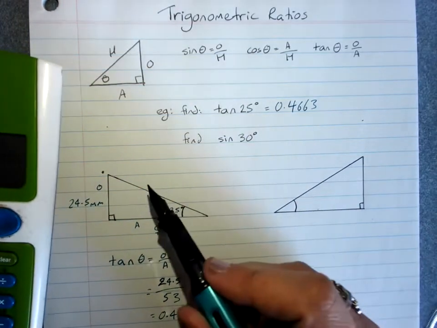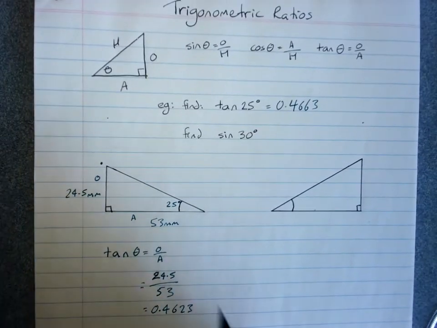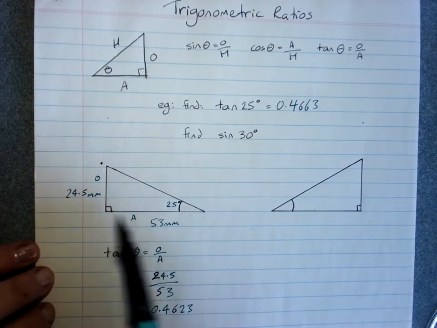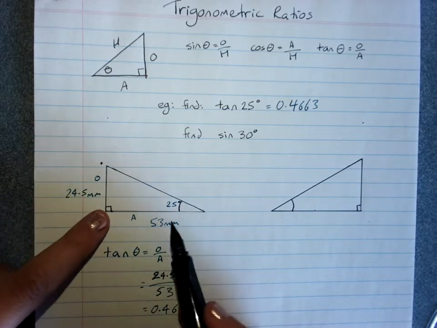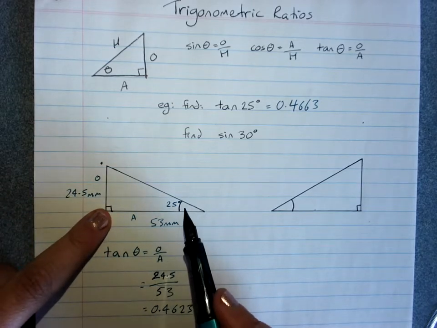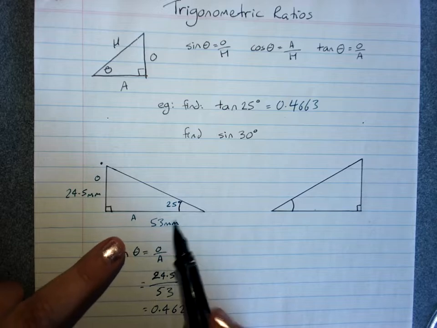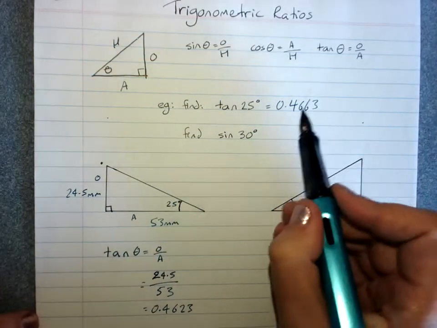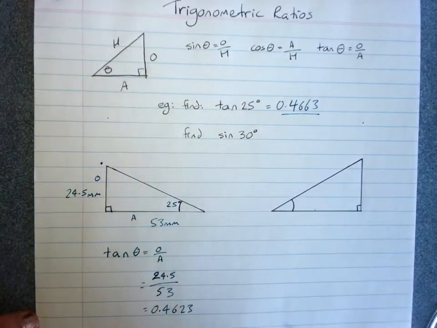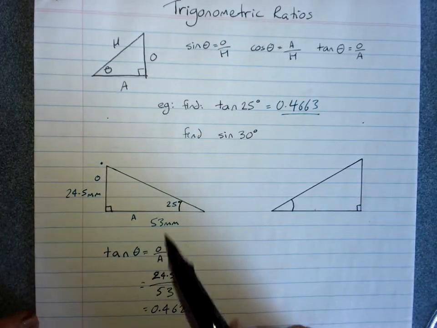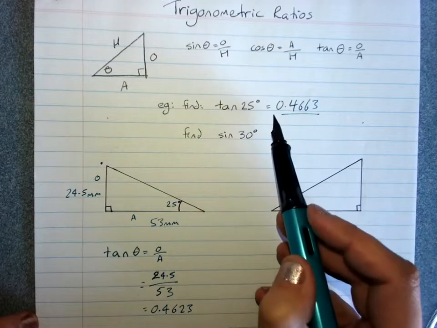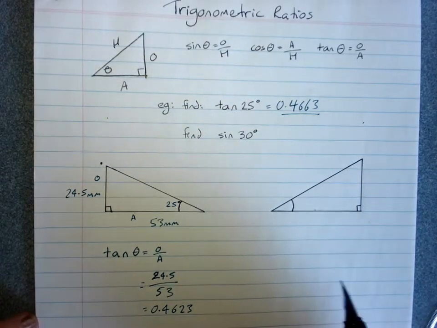Not quite exact, but you'll see it's pretty close, and that's because I've got some error in measuring and drawing here. Any triangle with a right angle and 25 degrees, if you did opposite over adjacent, you'd get around about this much. And what that also means is if you do opposite over adjacent for some random right-angled triangle and you get about this much, you know your angle's about 25 degrees.